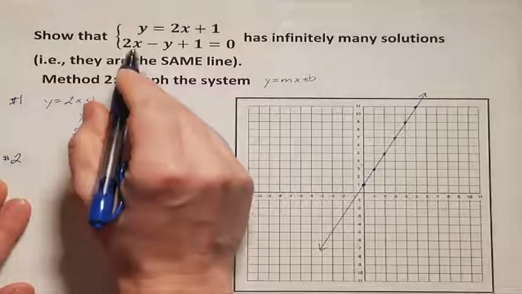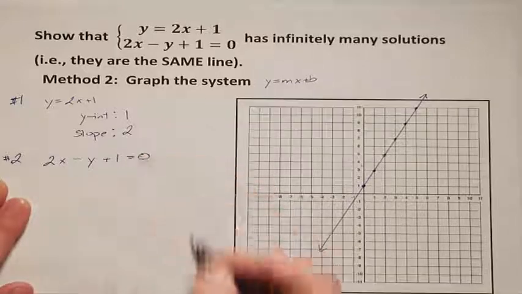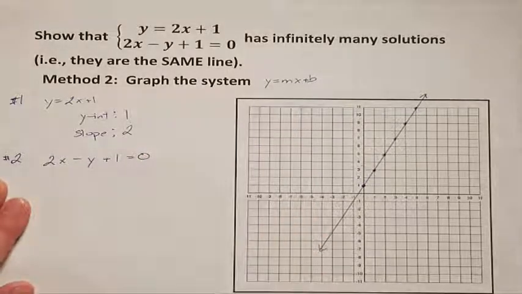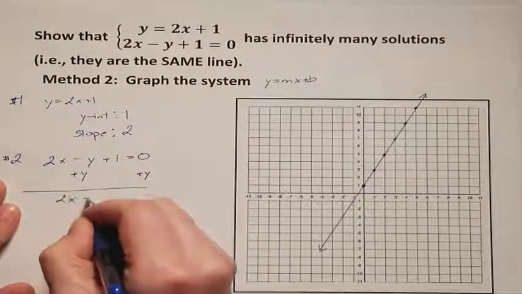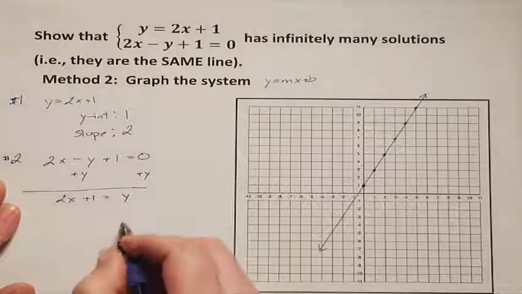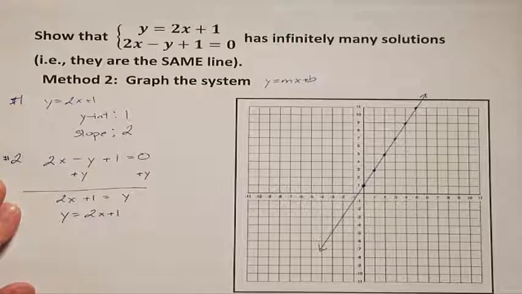So line number 2 is 2x minus y plus 1 equals 0. This is not in y equals mx plus b form. I can't graph it yet. So I need to do algebra to my equation. 2x plus 1 equals y. So y equals 2x plus 1 is my equation.